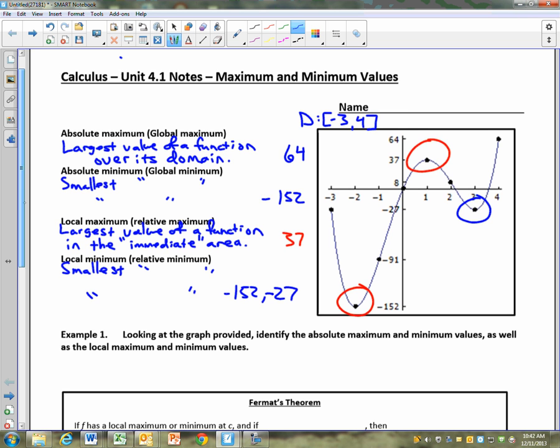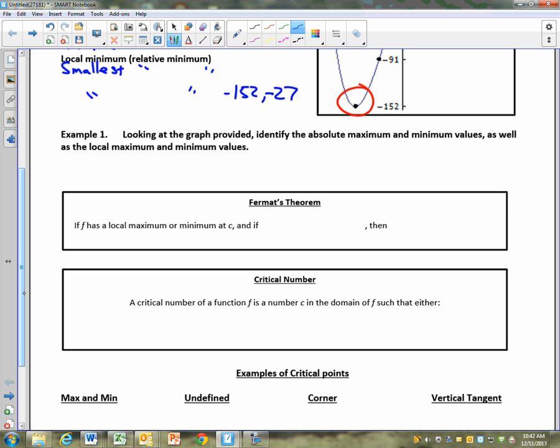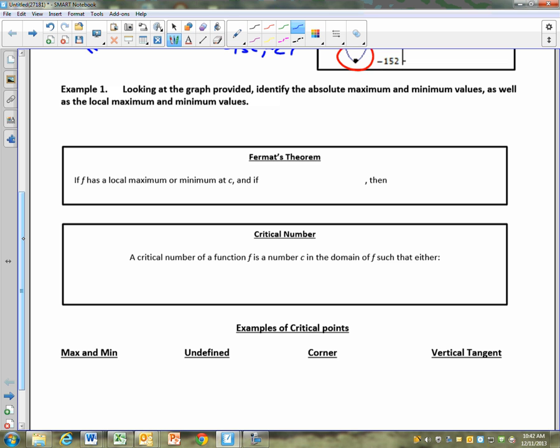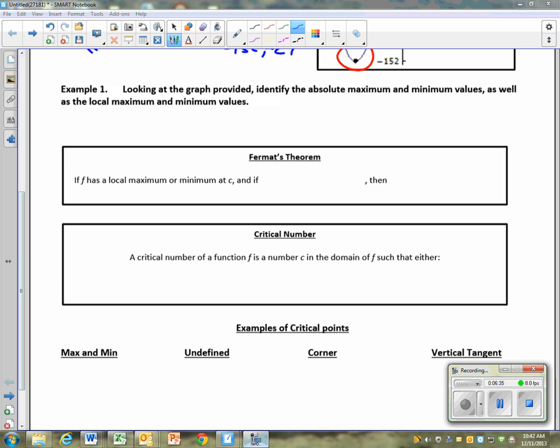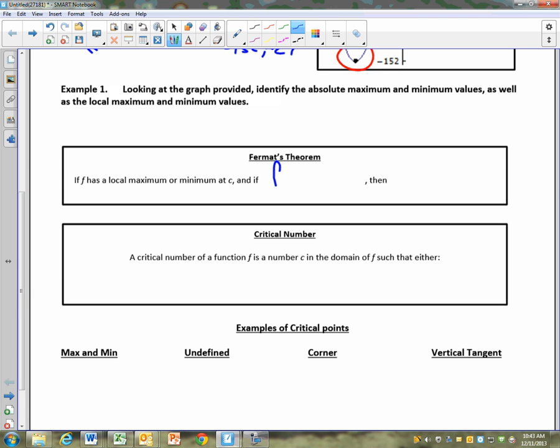Then we get to a man by the name of Fermat. It says, looking at the graph provided, identify absolute maximum, minimum, as well as local maximums. We already did that, correct? If f has a local maximum or minimum at c, and if f prime of c exists, then f prime of c equals 0.